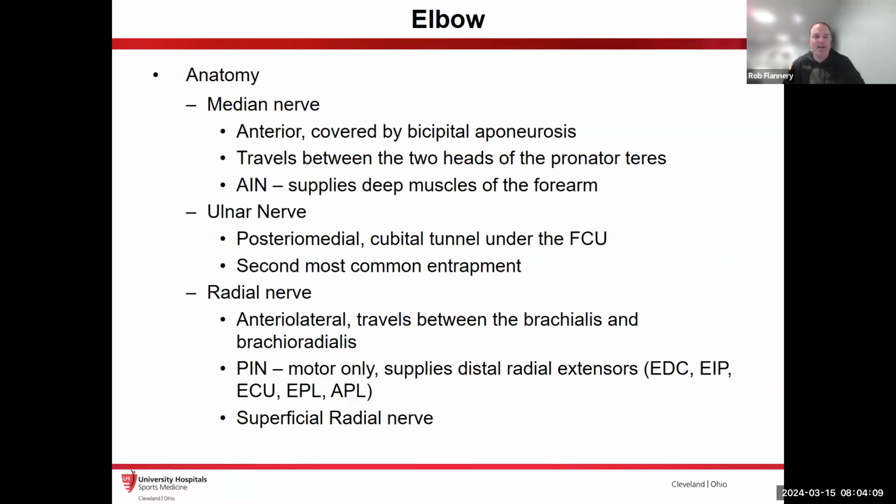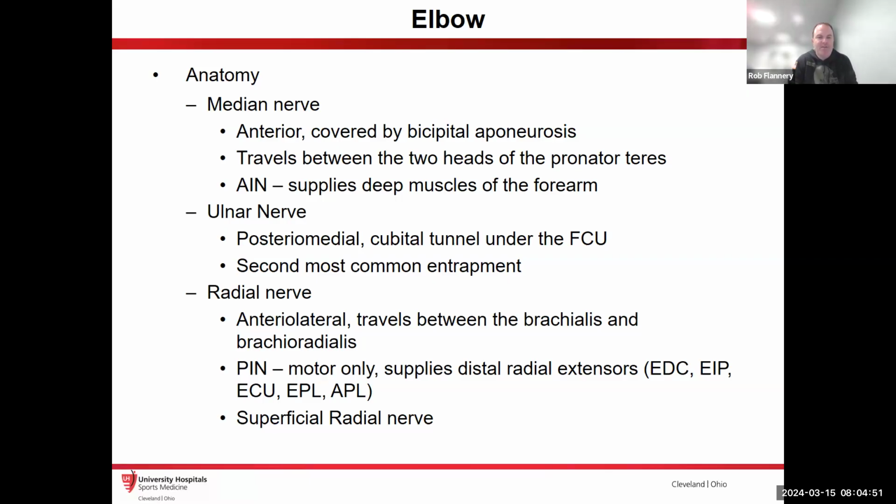Moving on to the elbow, there's a lot more at the elbow. We've got three major nerves in the elbow, the median, ulnar, and radial nerve that can all be entrapped. And I think when you're going through this, the important thing is to remember the anatomy and kind of where these nerves can be entrapped. So anterior, the median nerve is going to be anterior, covered by that bicipital aponeurosis. It's going to travel between the two heads of the pronator teres. The anterior interosseous nerve supplies the deep muscles of the forearm. And we're going to go into these in more detail. This is just a broad overview comparing the three nerves at the elbow.